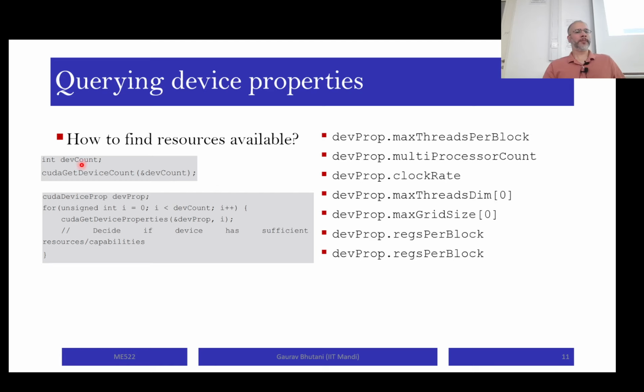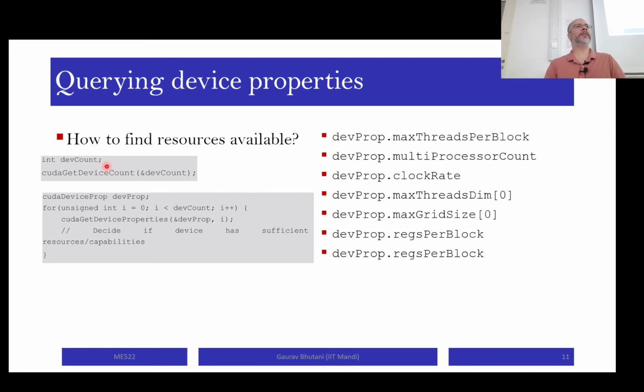For example, you may have multiple GPU cards on the machine. So you have a dev count variable which stores the number of devices. In my machine, for example, I have an onboard GPU which typically every Intel motherboard has, and I also have an NVIDIA GPU.